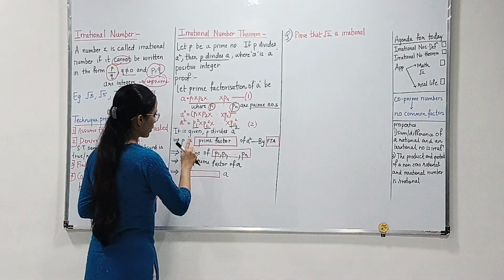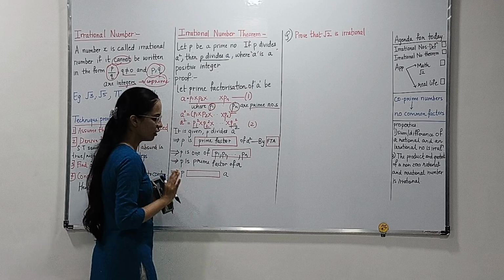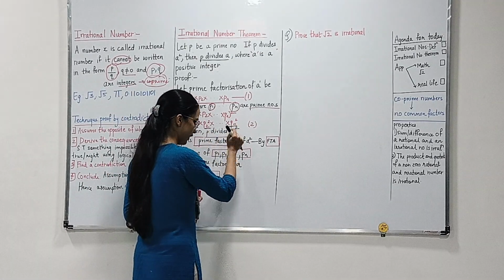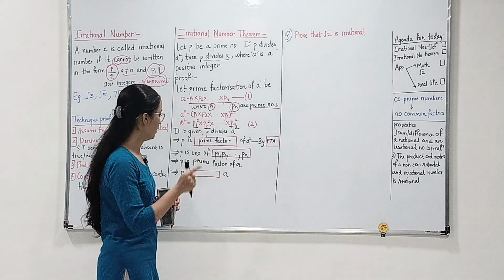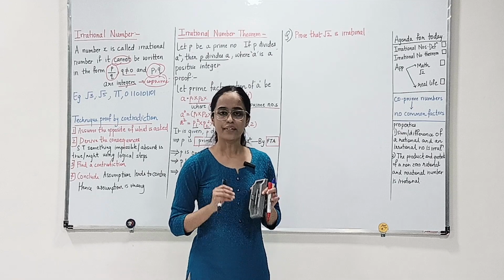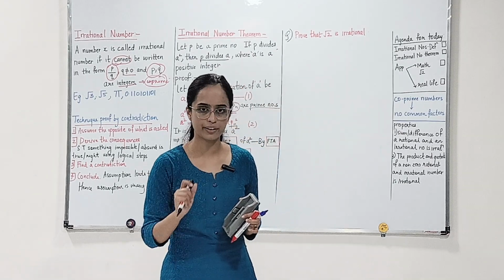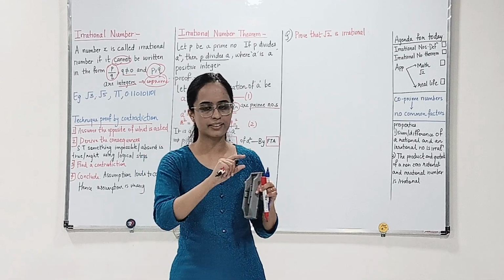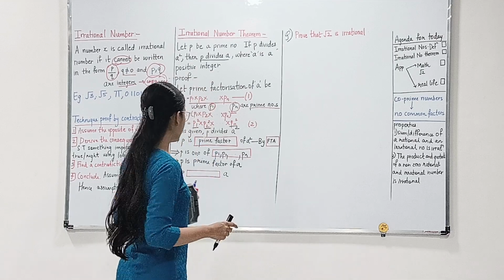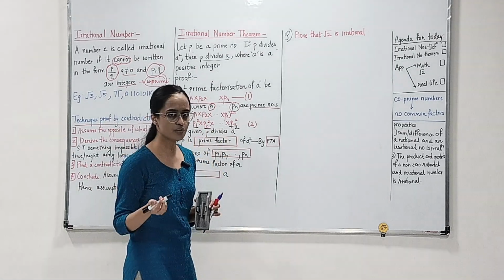Now we know that P divides A square. This is something that we already know. If P is dividing A square, it means that P is a factor of A square. When I say that 2 is dividing 6, it means that 2 is a factor of 6, because you can write 6 as 2 into 3. So 2 and 3, these are the factors of 6. So if P is dividing A square, it means that P is a factor of A square.